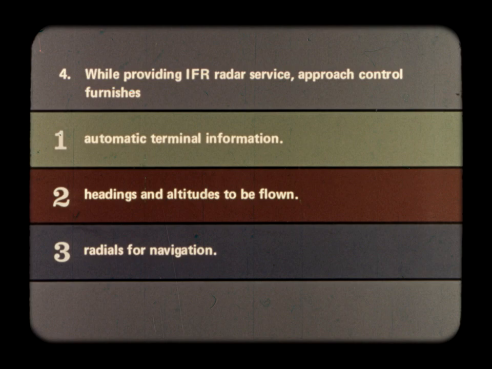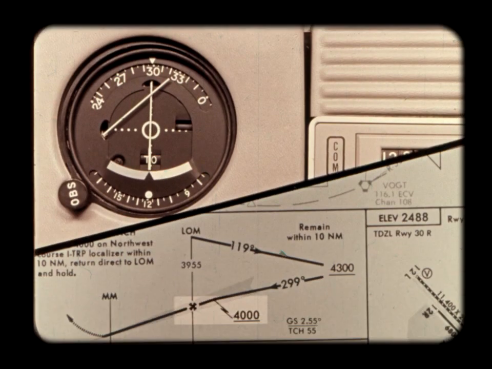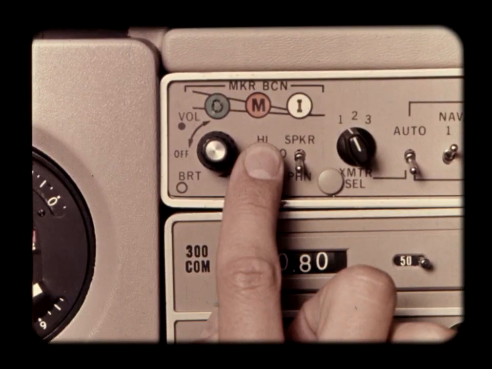Let's continue. While flying inbound to the final approach fix, the glide slope needle is deflected upward, indicating the airplane is below the glide slope. Once established on the final approach course, press to test the marker beacon lights and turn up the volume level to make sure the audible signal will be heard.